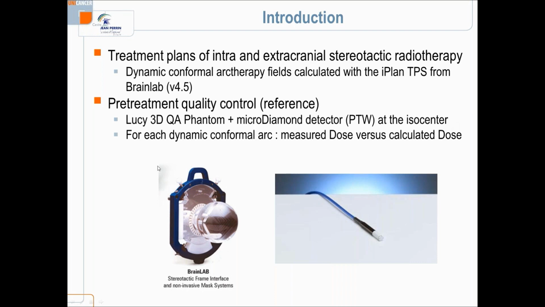The reference method for pretreatment quality control is the measurement of absolute dose at the isocenter. And this dose is measured with a microdiamond detector placed in the Lucy 3D QA Phantom, as we can see in the picture. And the dose is measured for each dynamic conformal arc.